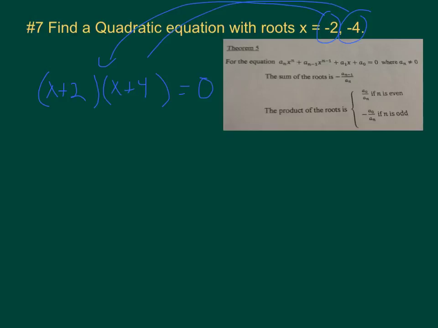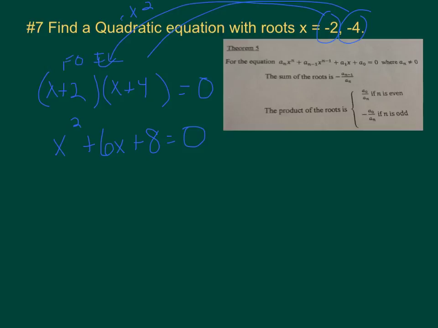And now notice, guys, it said a quadratic equation. That means the degree is 2. Well, sweet, we already got our factors. We can find our quadratic equation. Here it is: x squared plus 6x plus 8 equals 0. Cha-ching! All I did was FOIL.